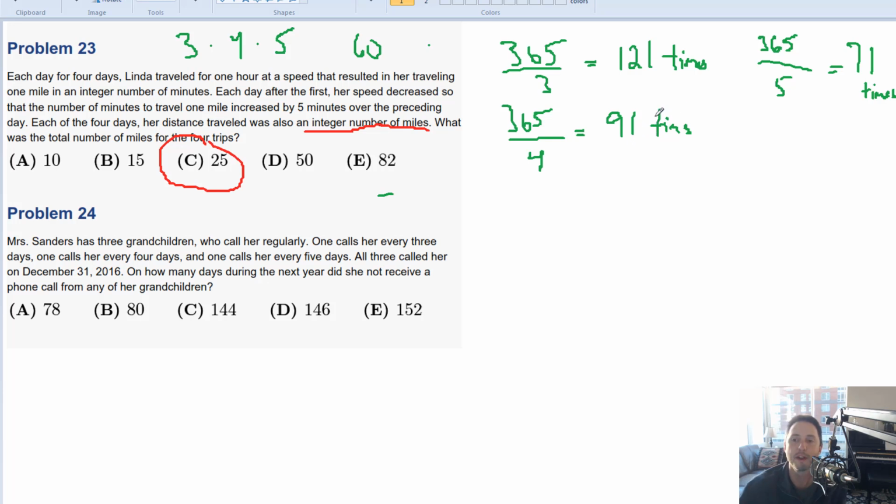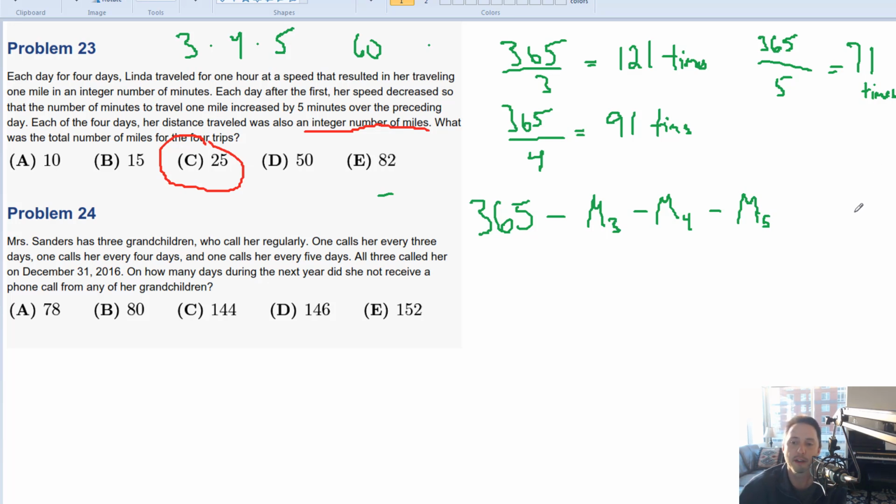So every 60 days, she gets 3 phone calls. Okay, so we can't just start with 365 days and subtract these 3 times, right? So, we can start with 365. But what we're going to do is subtract the number of multiples of 3. We're going to subtract the number of multiples of 4 that are less than 365. And we're going to subtract the number of multiples of 5, which are 71 times that the third grandchild calls. We're going to subtract those.